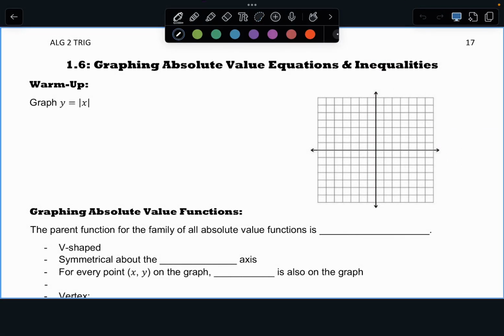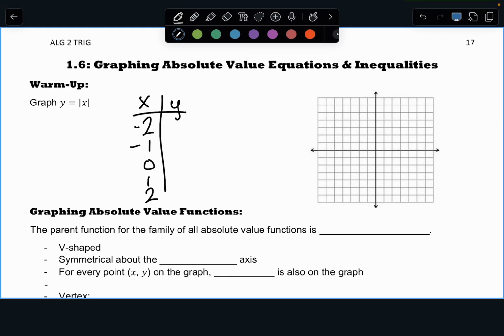That will go on this graph, even though I don't know what the graph looks like yet. If I just wanted some points, does anyone know what I could do to find points that work? Yeah, plug them in. I can make a table, X and Y, and I can pick some points for X, plug them in, get my points for Y, and graph it.